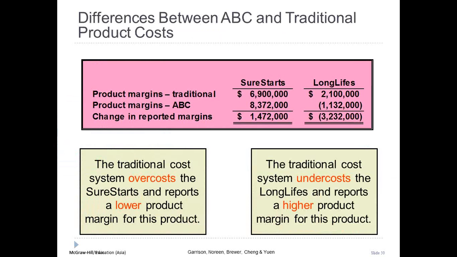The changes in product margins caused by switching from the traditional cost system to the activity-based costing system are shown here. First, the traditional cost system overcosts the Sure Starts and consequently reports an artificially low product margin for this product. Conversely, the traditional cost system undercosts the Long Lives and consequently reports an artificially high product margin for this product.